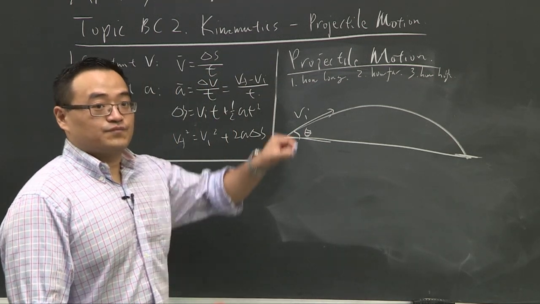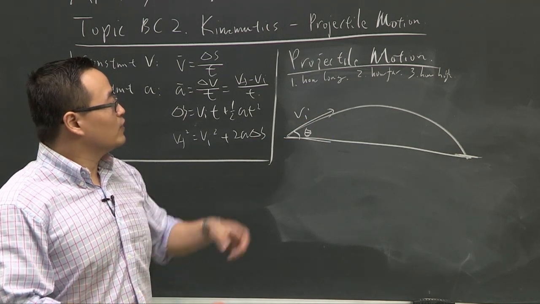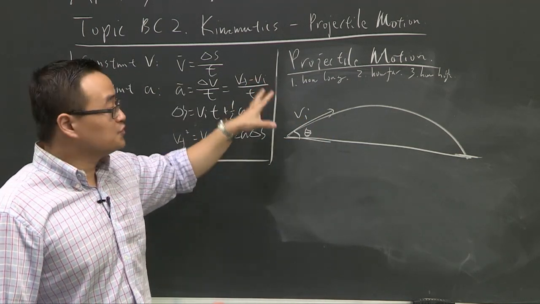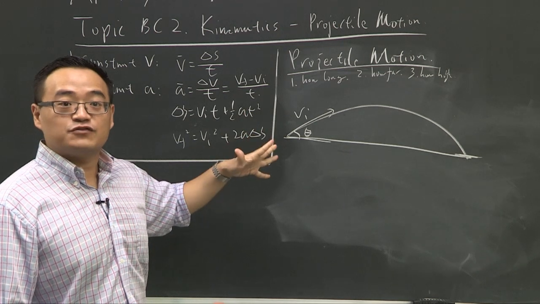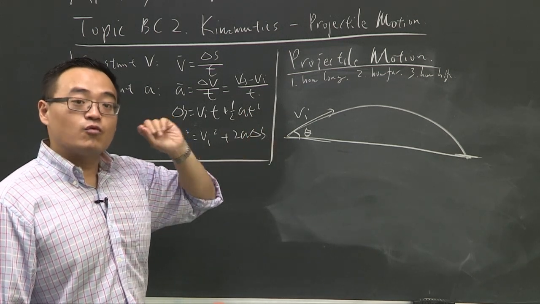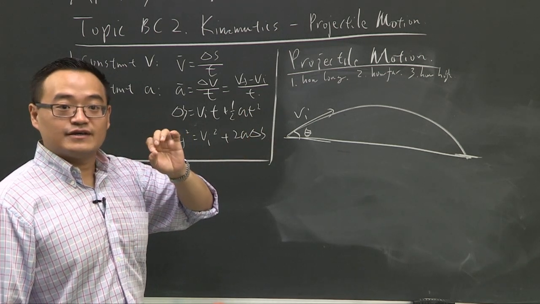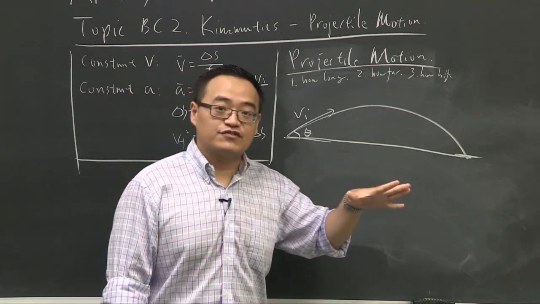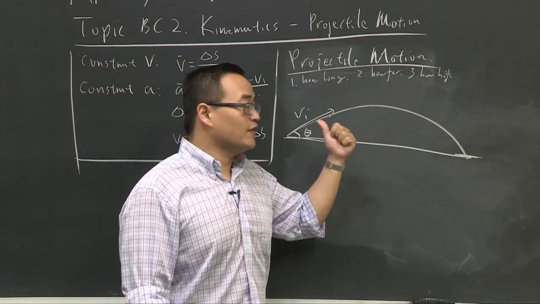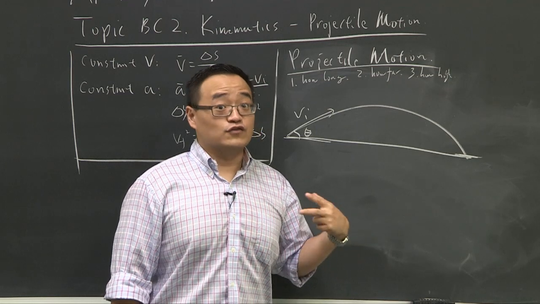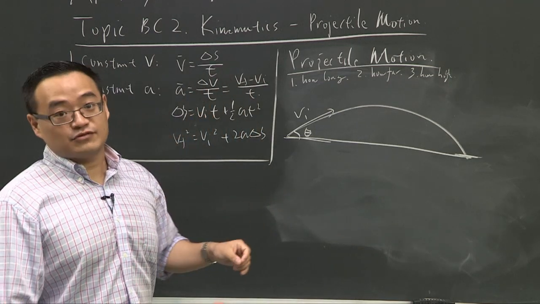Here's what you do. First, whenever you see projectile motion, it's a two-dimensional problem. We can't deal with two-dimensional problems. What we're going to do is separate. Remember how we did vector decomposition? We're going to decompose this vector into two separate ones. If you don't do that, you cannot solve any projectile motion.